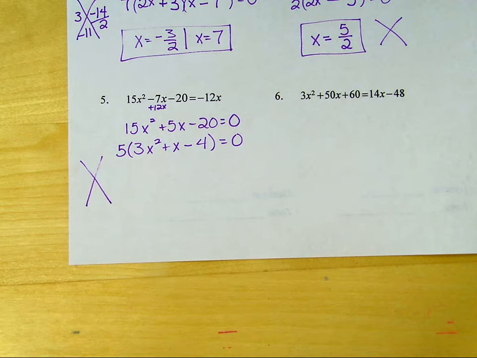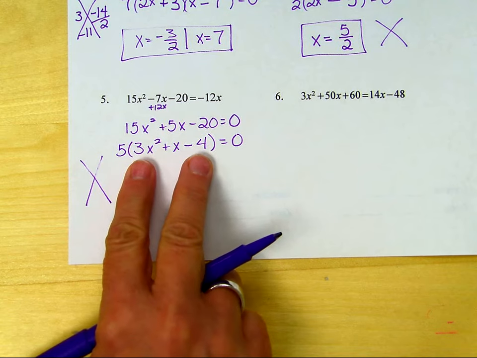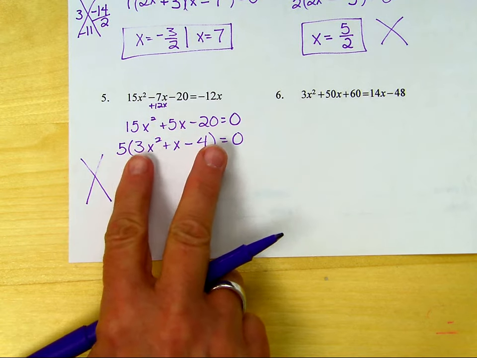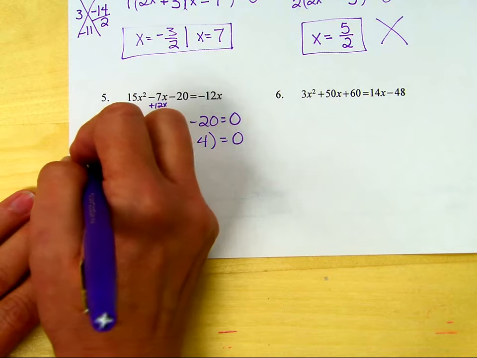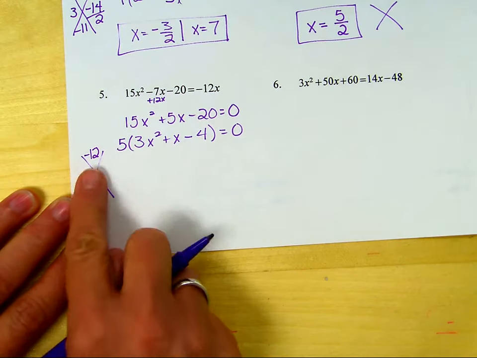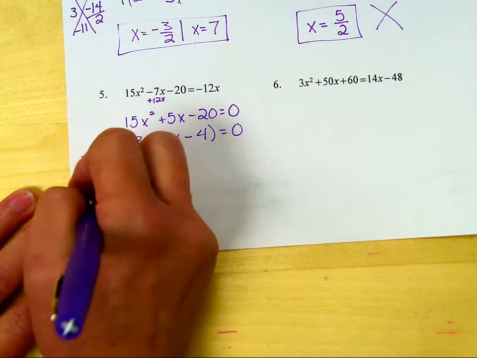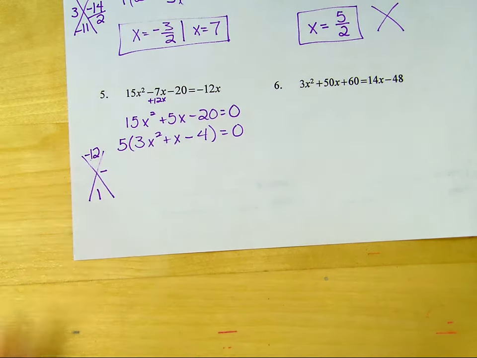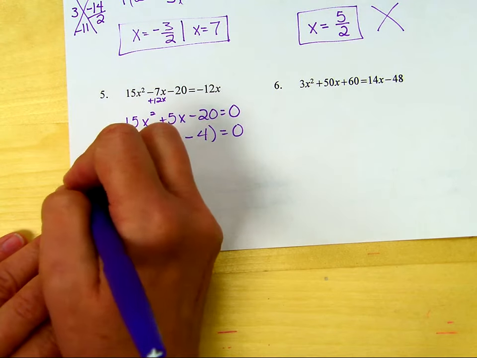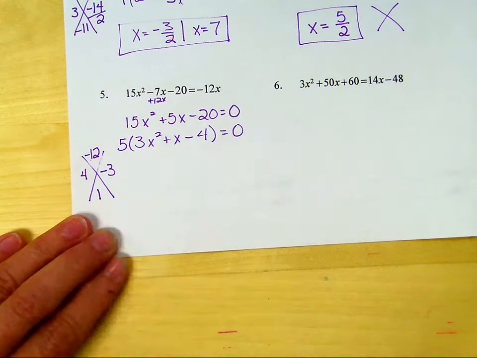So inside the parentheses is what I'm factoring. I need to multiply a times c. 3 times negative 4 is negative 12. I want the factors of negative 12 that add to be 1. Because they multiply to be a negative, one of them is negative and one is positive. What are we going to get? 4 and 3. I need a positive one, so it's going to be 4 minus 3.